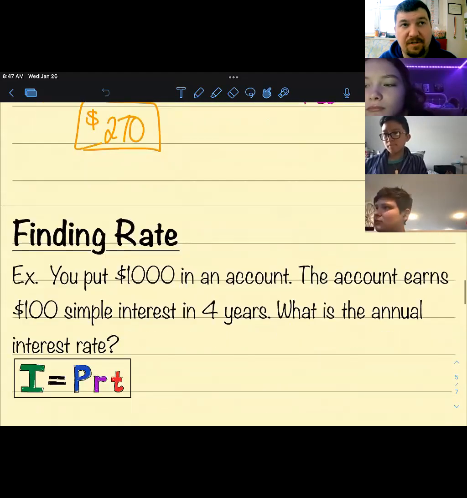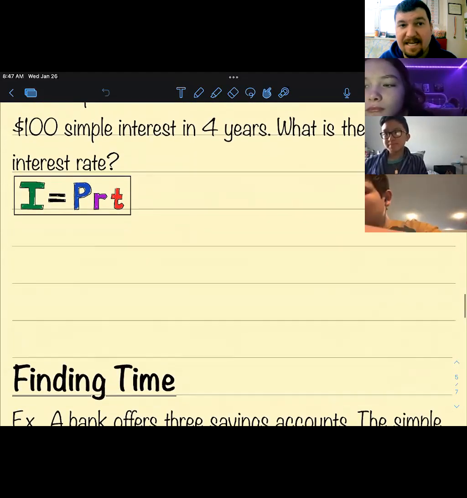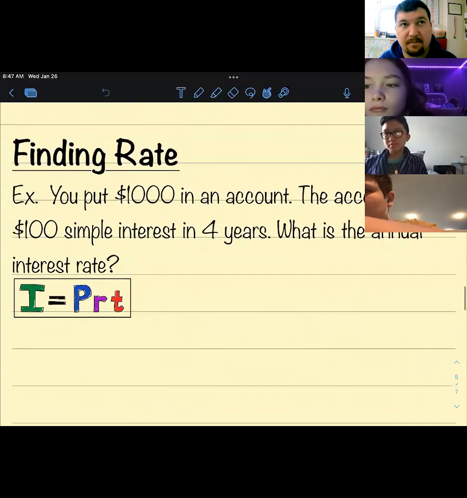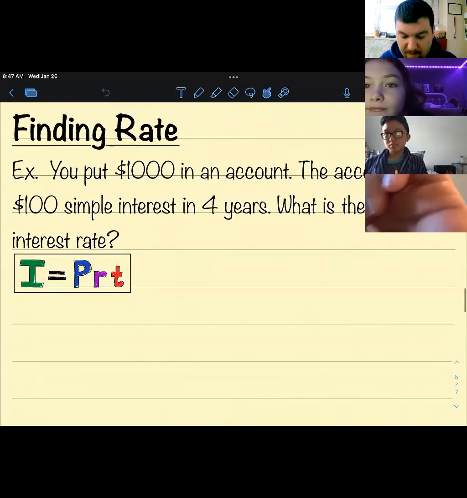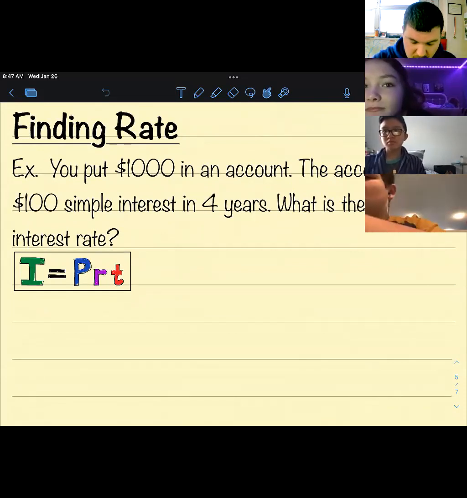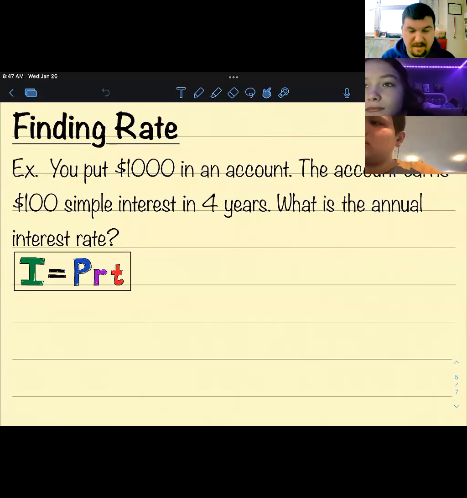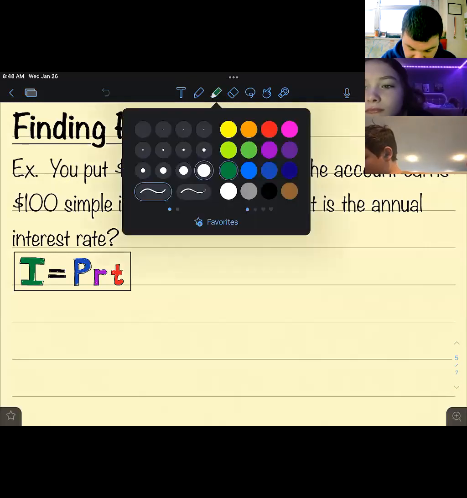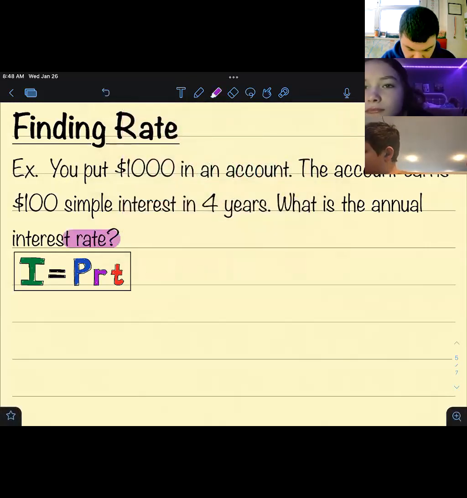Today, we are going to find R and T. I'm going to show you how to do that. So we're going to find the other parts of the equation. All right, this problem says you put $1,000 in an account. The account earns $100 in simple interest in 4 years. What is the annual interest rate? So the problem is clearly asking us to find the rate, which is R.